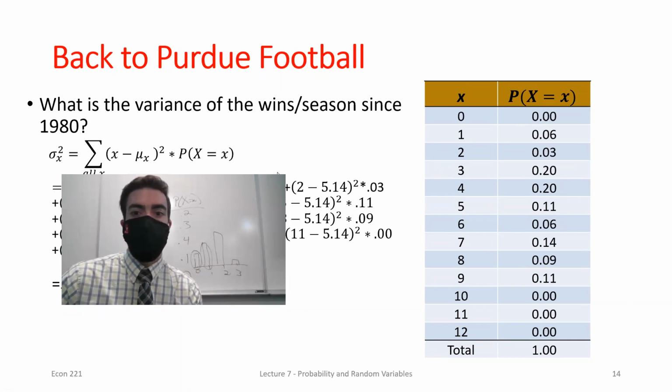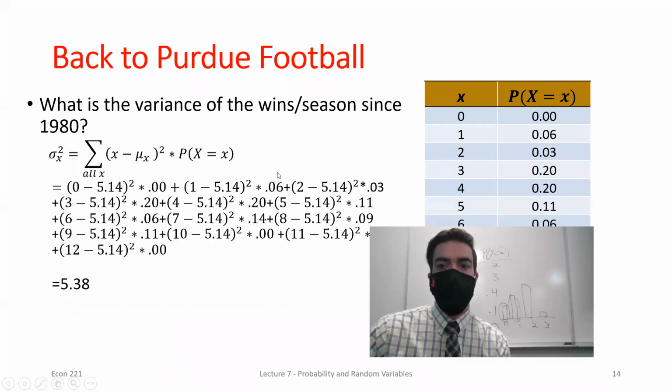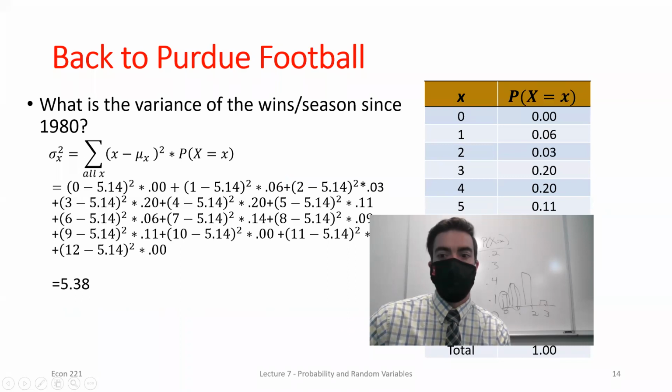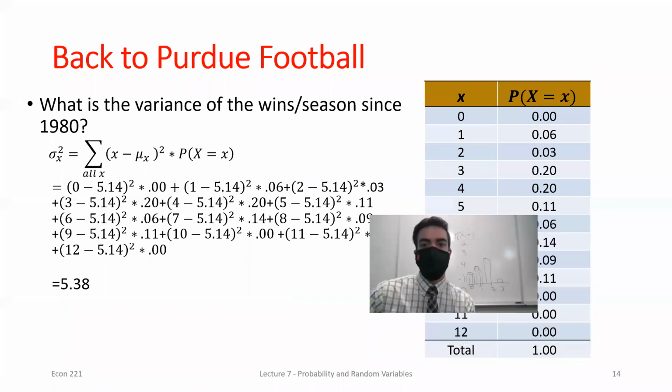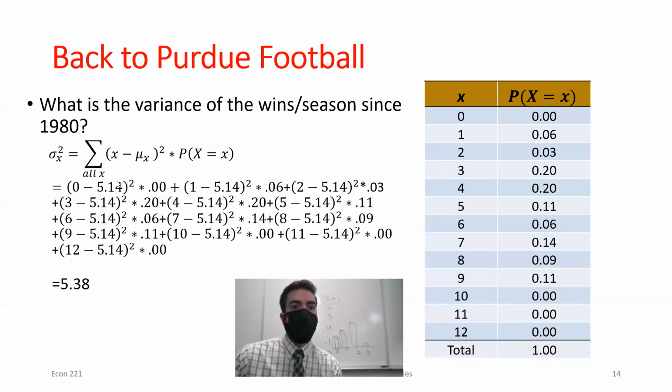Or if I wanted to write it all on one line, it would look something like this. 0 minus the mean squared times the probability 0 occurs, plus 1 minus the mean squared times the probability 1 occurs, plus 2 minus the mean squared times the probability 2 occurs, and then continue to do that all the way down to the very last possible outcome. Like I said, the procedure is identical to what we did with the weighted variance. It's just now we've got probabilities as our weights.